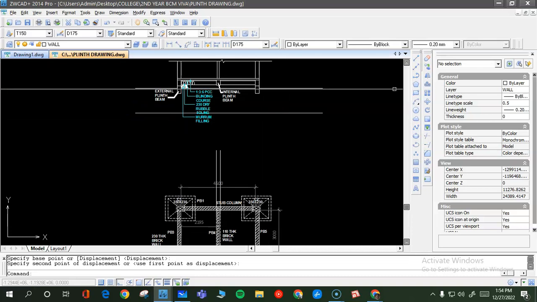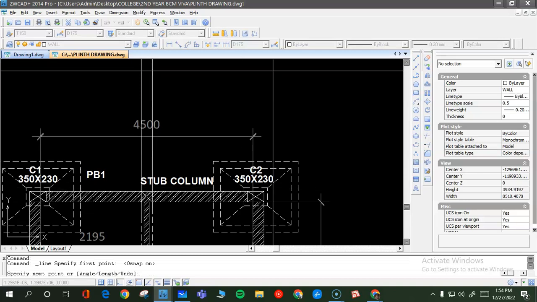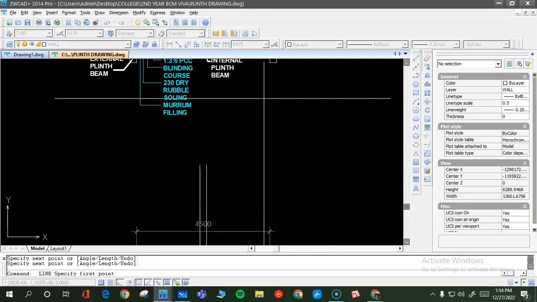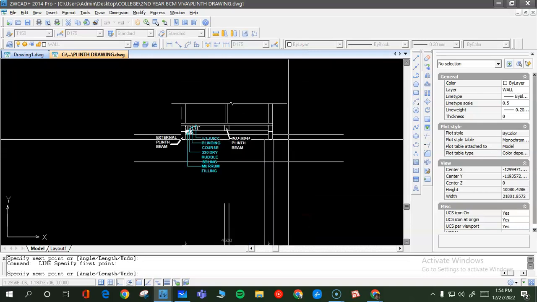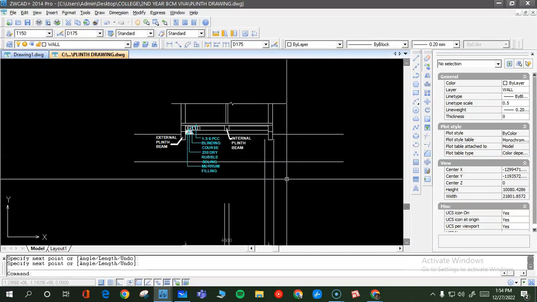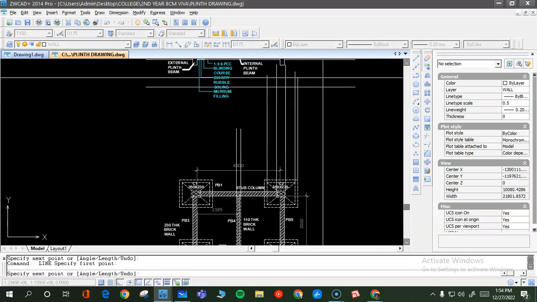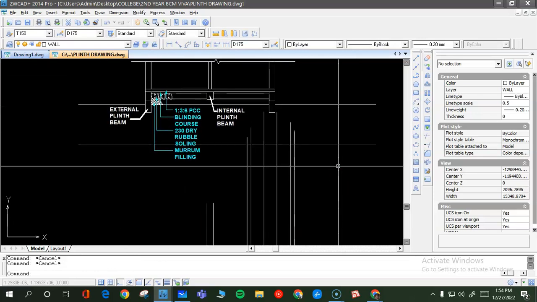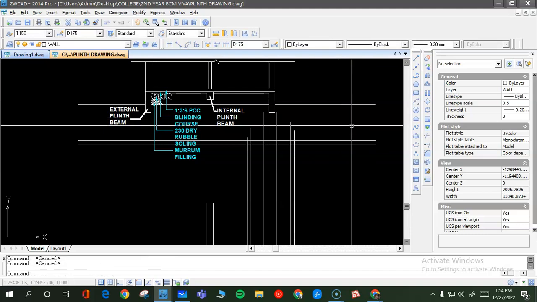So let us say that you take the projection of these things here. So say this is the line of the ledge here. Then this is the line of the footing. And then beyond that is going to be your PCC. This is the line of the PCC. So first thing that you know is that the PCC should be 150 thick. So draw it 150 thick. So this is going to be your PCC.